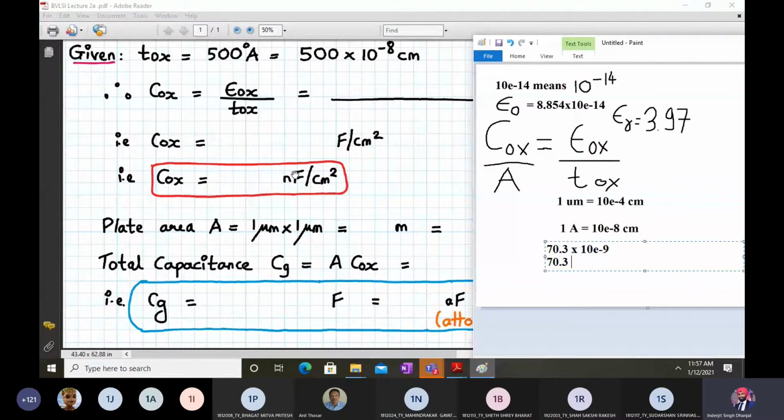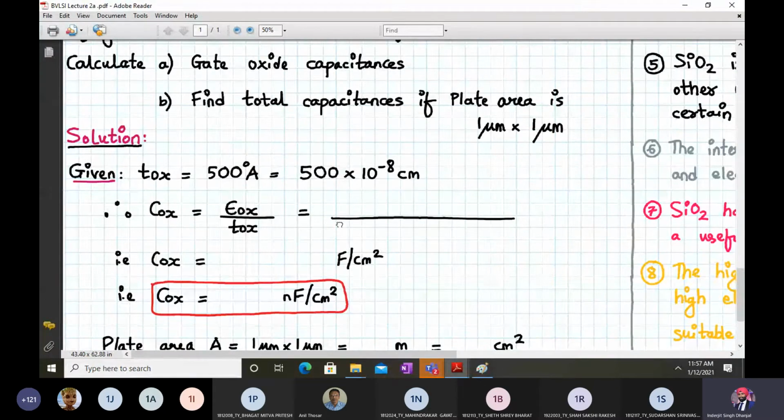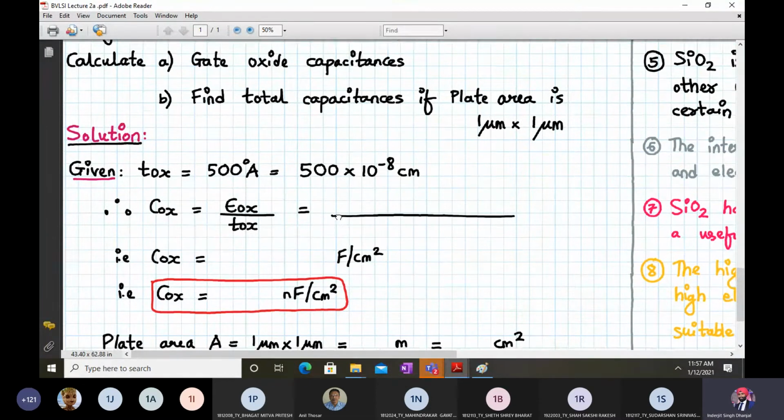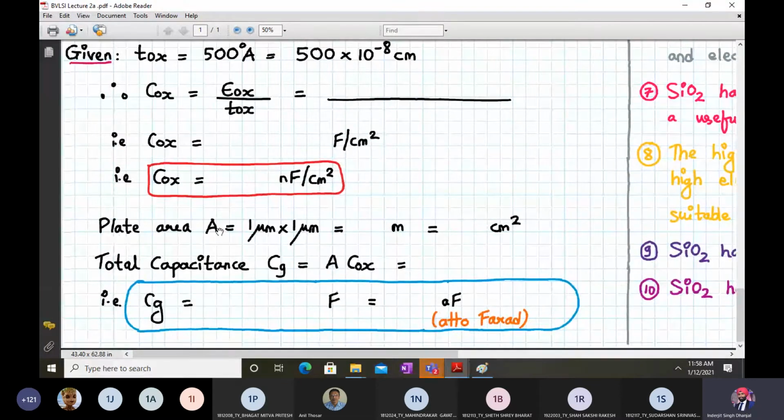Now, the second question is, find the total capacitance if the plate area is given. Now, what does that mean? That means the area is given to you and they are asking you total capacitance. Now, total capacitance means what? Area into COX. Correct? So come on, find out the value of area. See, this is in micrometer. We have to convert into centimeter square.